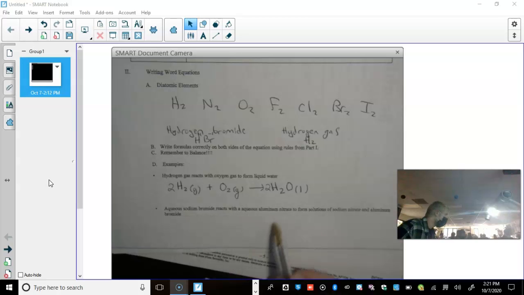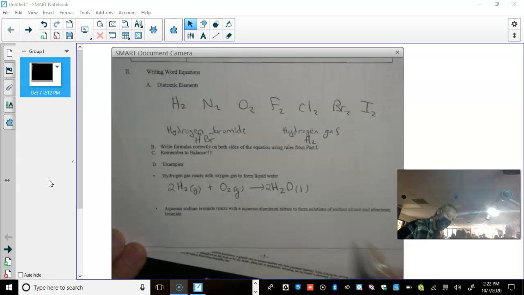What this is, writing word equations, is exactly what we've been doing. We're just writing the formula. But then on top of that, we're balancing it. So we're merging the two. This is what your test next Friday is going to be like.